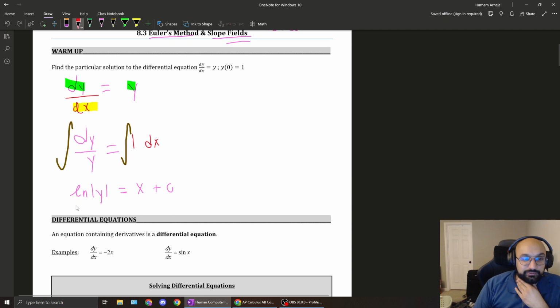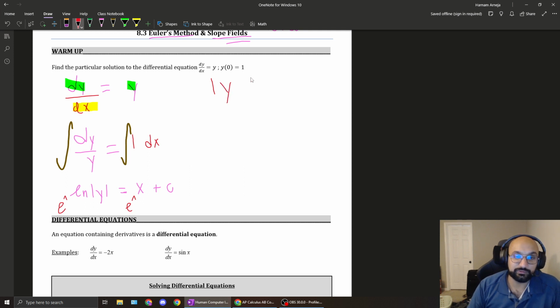In order to do that, we'll do e to the power of both sides. Technically, we would have the absolute value of y is equal to e to the x plus c. However, if we look at e to the x plus c, we recognize that it's always positive. Therefore, y is just equal to e to the x plus c.